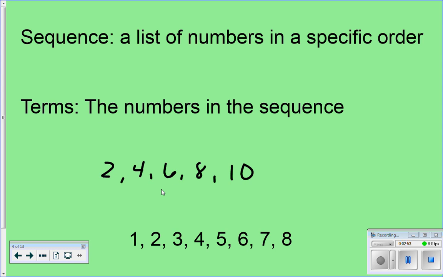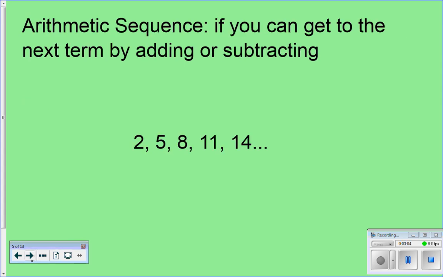And what term is this? Term number 5, right? 10 would be term number 5. Does that make sense? Term 1, term 2, term 3, term 4, term 5. Everybody understands what I'm talking about there? Okay. Good job. So today, I'm going to talk about 2 different kinds of sequences.